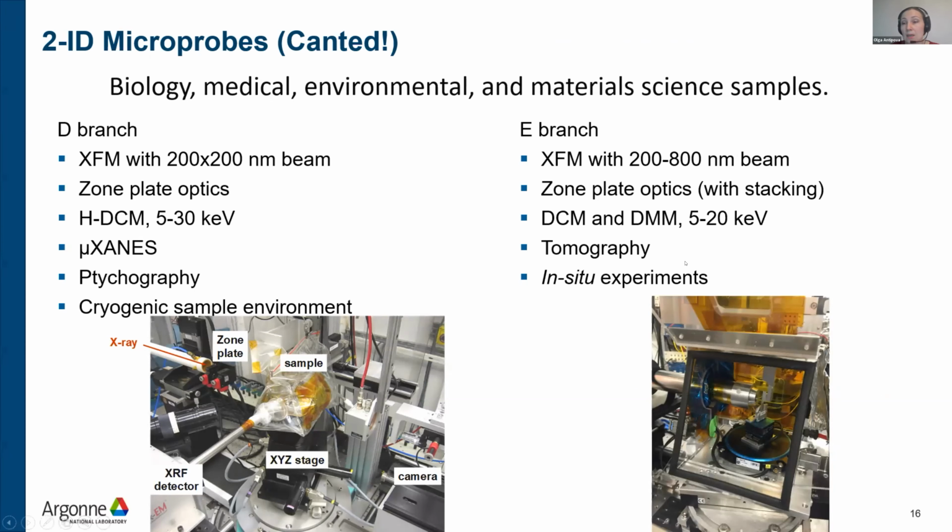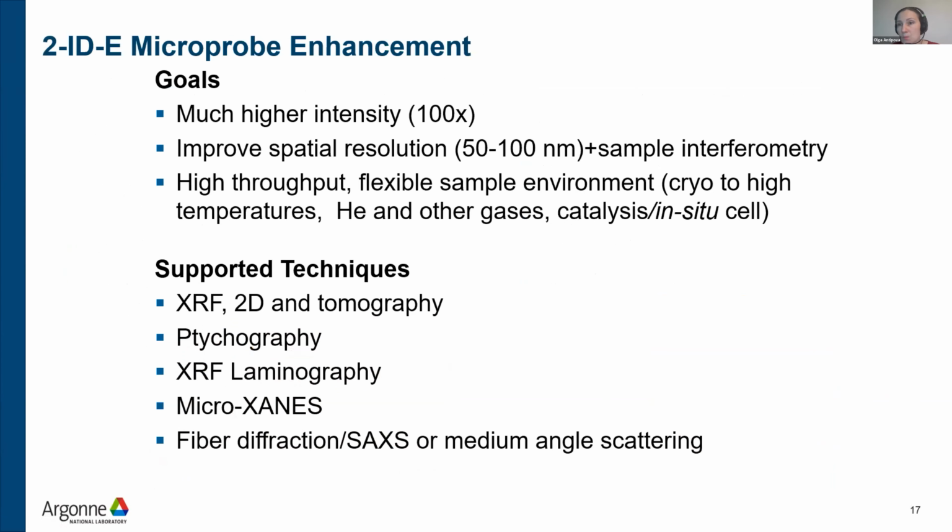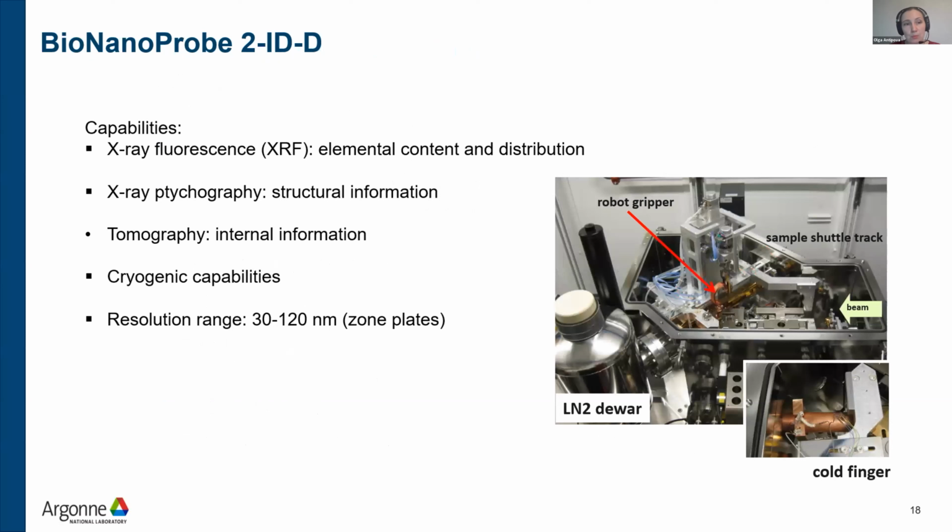2-ID used to offer a slightly larger beam than 2-ID-D. And 2-ID-E had a tomography option and higher flux, whereas 2-ID-D had micro-XANES and ptychography capability. So they're going to become more similar to each other after the upgrade. We will have higher intensity, higher throughput, flexible sample environment, and we'll add techniques to 2-ID such as ptychography, laminography, and XANES. The Bionanoprobe moved to 2-ID beamlines as well.